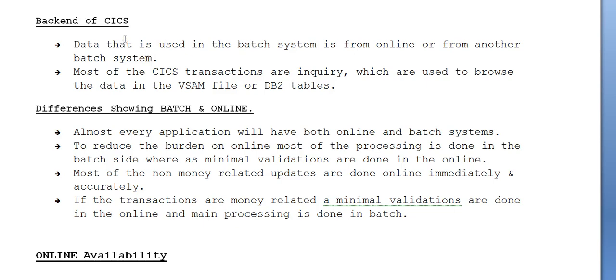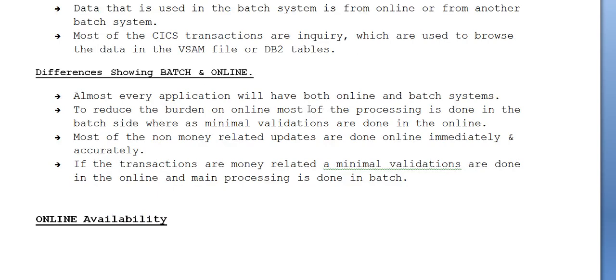We are saying that the mainframe is a big operating system, and its processing is very high speed. So this is how it performs fast. This is a little bit of the backend of CICS. Now, the difference between batch and online.